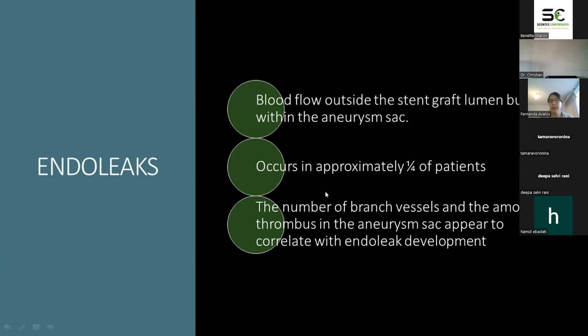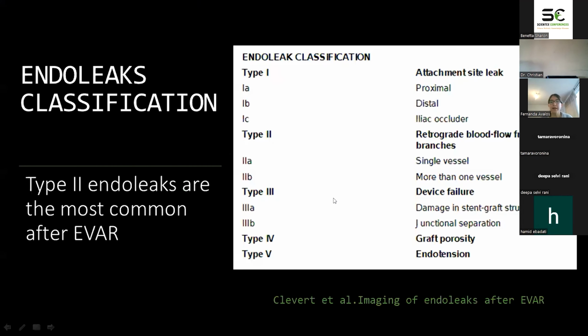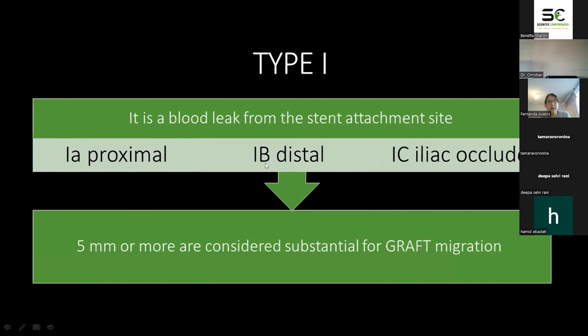It occurs in at least 1/4 of the patients, and some of the risks are the number of branch vessels and the amount of thrombus inside the aneurysm sac. Kleber and his team classified it in 5 types, so we're going to make a small review of this. The most common is type 2. With these diagrams, we're going to understand more easily how they are.